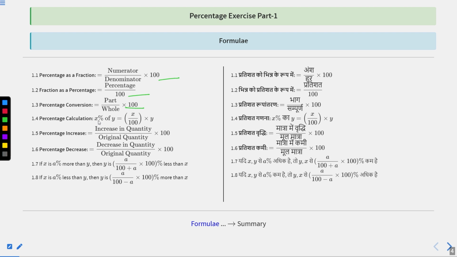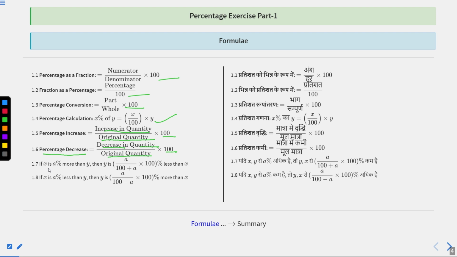Percentage calculation: if it says x percent of y, how can you represent it? x upon 100 multiplied by y. Percentage increase: how can we calculate the increase in percentage? First the increase in quantity in the numerator, original quantity in the denominator, and multiply by 100. In that way we can calculate percentage decrease: decrease in quantity upon original quantity, multiplied by 100.